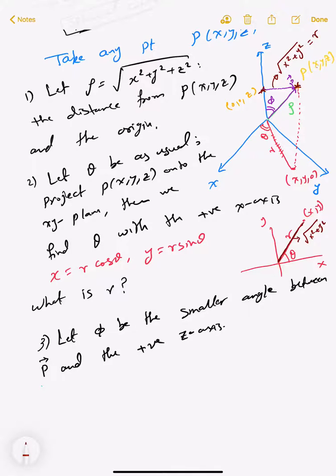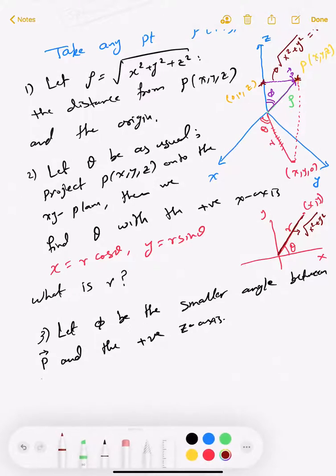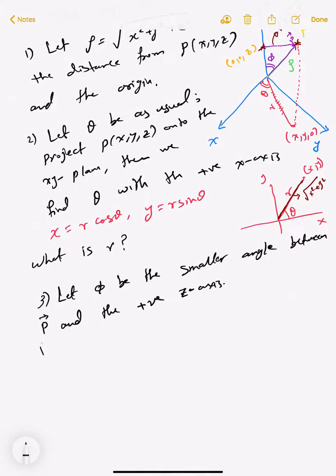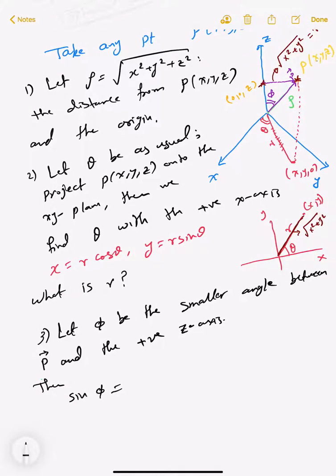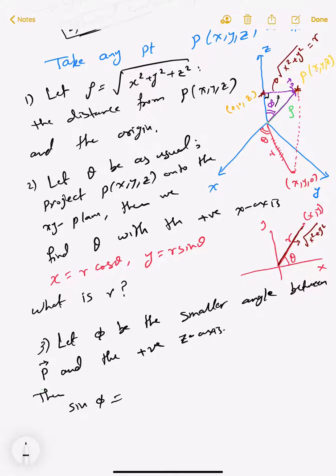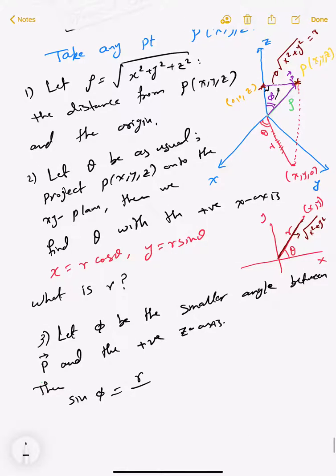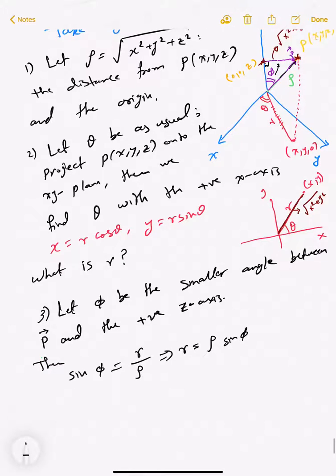So now, if you look at phi, what is sine phi? This is phi, this is my triangle. So sine phi is the opposite over the hypotenuse, but the opposite is r. This is phi, that's the opposite. So it's r over, what is the hypotenuse of this triangle? It is rho. So basically r, and this is what we were looking for, is rho sine phi.